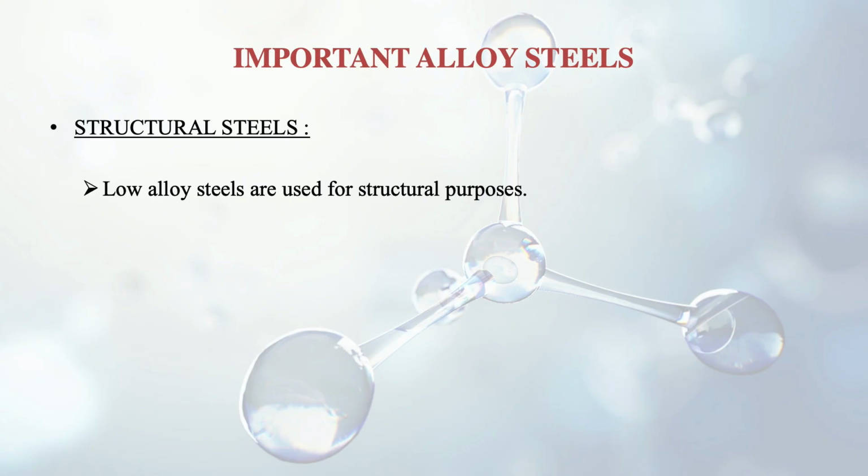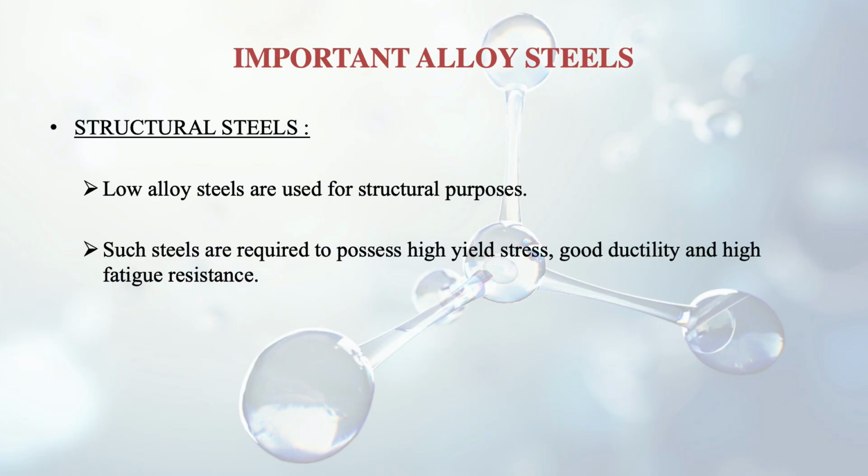So among these alloy steels, there are low alloy steels also, and these are used for structural purposes. These steels are required to possess high yield stress, good ductility and high fatigue resistance. Why? Because good yield stress and good ductility mean the structure will not fail in one go, like in the case of brittleness.